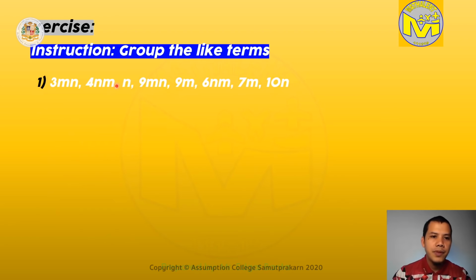So, number 1, we have many terms. How many terms? We have 1, 2, 3, 4, 5, 6, 7, 8. We got 8 terms. So, let's group them. How many groups can we have?